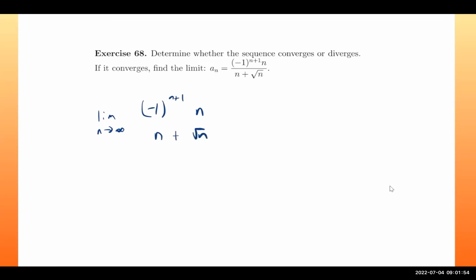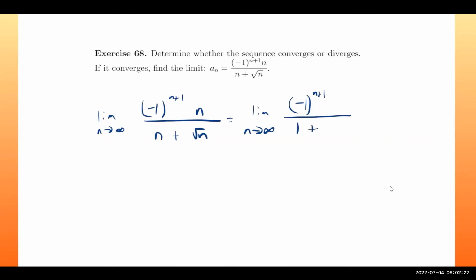All right, so we use the same technique as we've been using. We divide by the highest power of the denominator. N has a higher exponent than square root of n, so we're going to divide everything by n. So if we do that, we're going to get limit n approaches infinity of -1 to the n plus 1. This is going to become 1 because we're going to divide by n, so that's just going to disappear. It's just 1. And this is going to become 1.